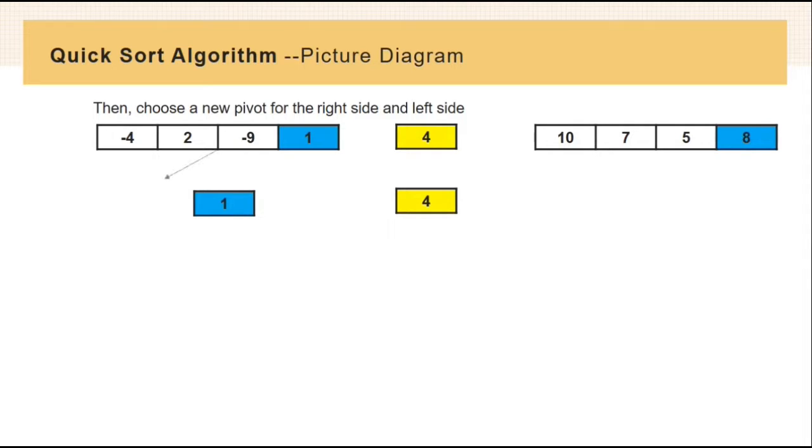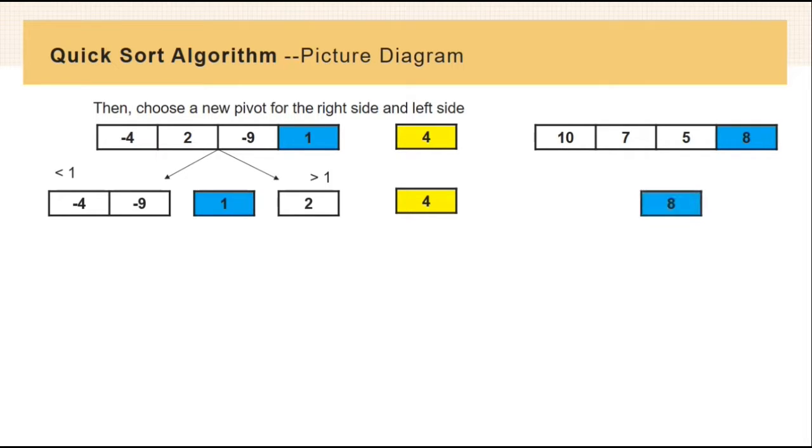So on the right side, we have numbers lower than 1, which are -4 and -9. On the left side, we have the higher number than 1, which is 2. On the left side, we choose 8 as the pivot and put 8 in the middle. Then we divide the numbers by moving the lower numbers than 8, which are 7 and 5, to the right side of number 8, and the higher number than 8, which is 10, to the left side.